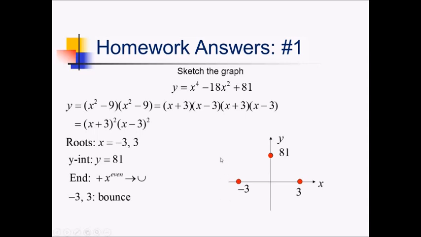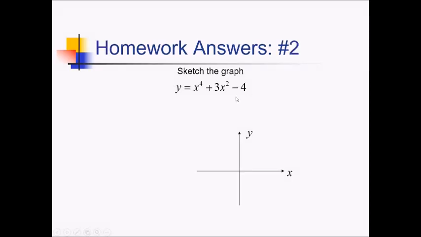All right, well, let's go ahead and see what happens here. So we're starting above the x-axis. We said we're going to bounce off negative 3, go through our y-intercept of 81, come back down. We have to bounce off of positive 3, and that means we end above the x-axis, which is what our end behavior said we would be doing.